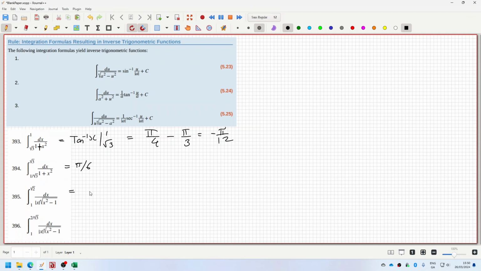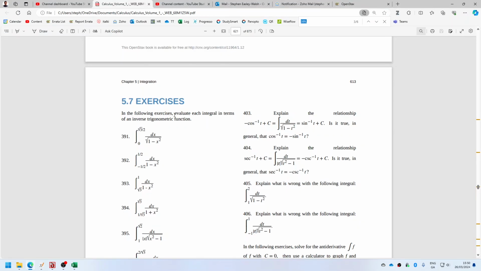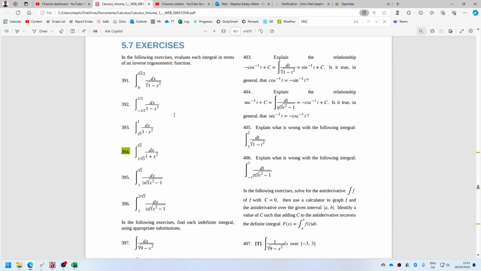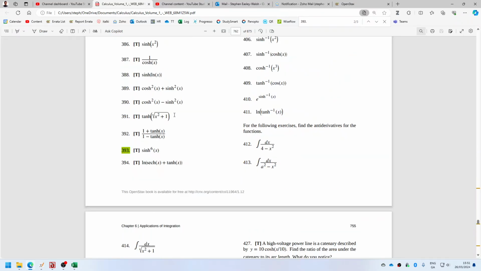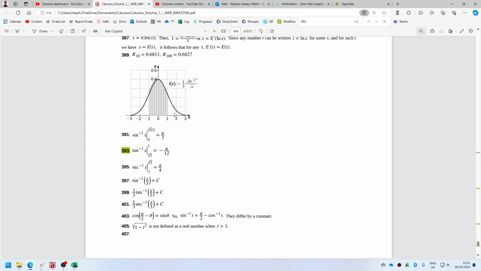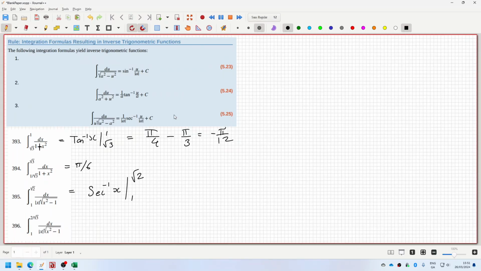Okay, that's a sec inverse. Sec inverse root 2 minus sec inverse 1. We'll have to calculate that. Let me just check the answer for 394. Oh no, we can't check the answer for 394. 393. And I can check it. I'll check it in a moment for 395.